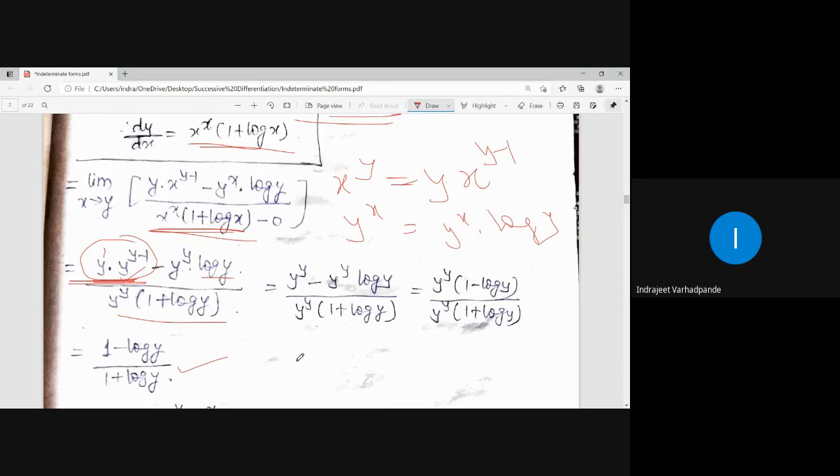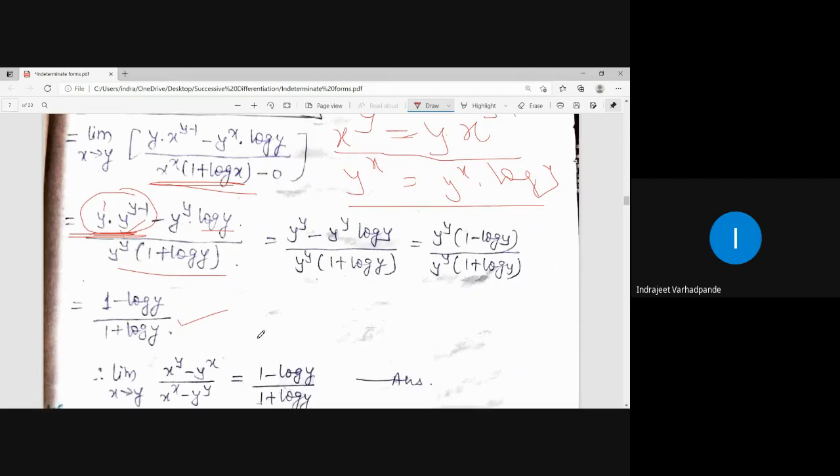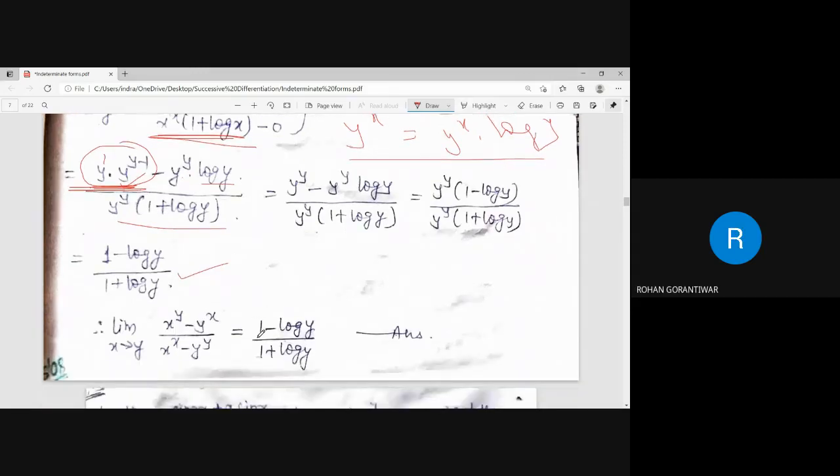Clear? I hope the derivatives are clear. How is this derivative calculated? So the answer is 1 minus log y upon 1 plus log y.